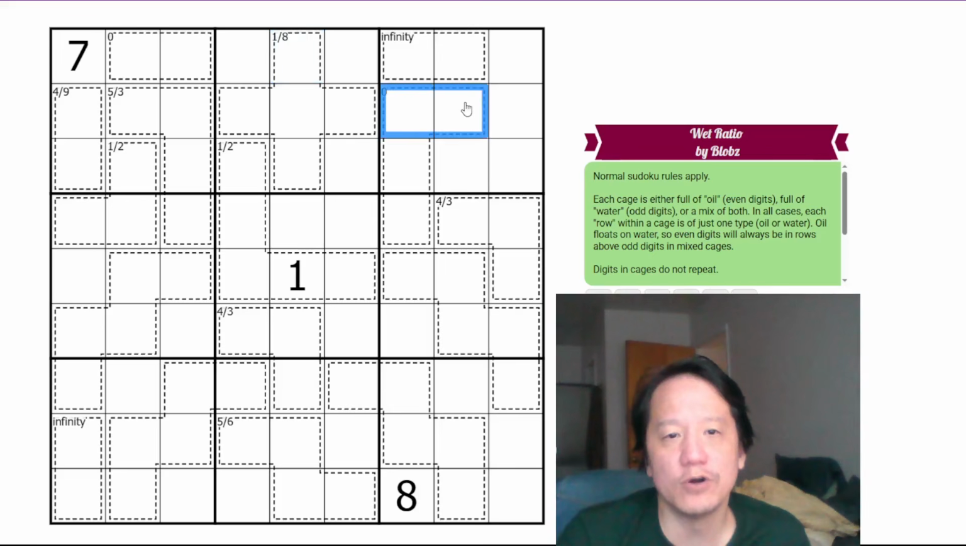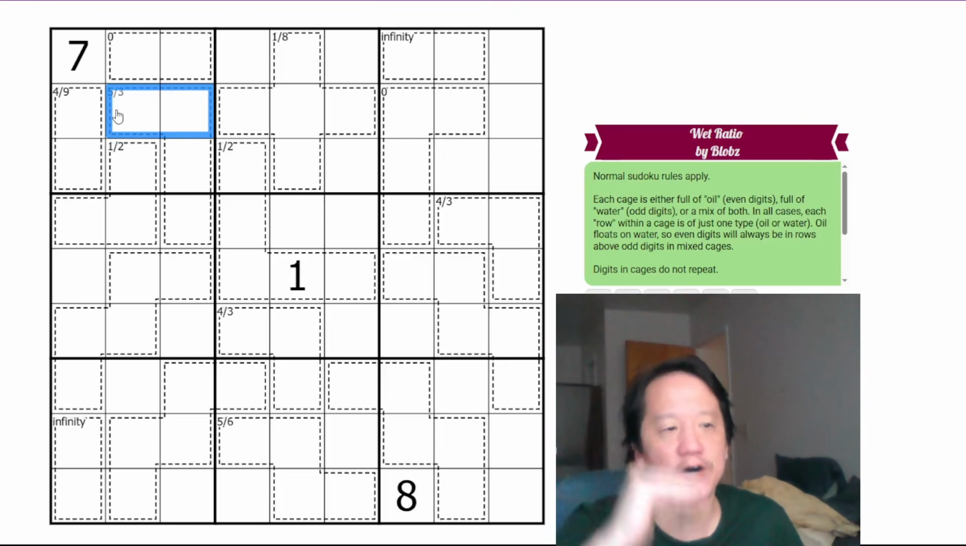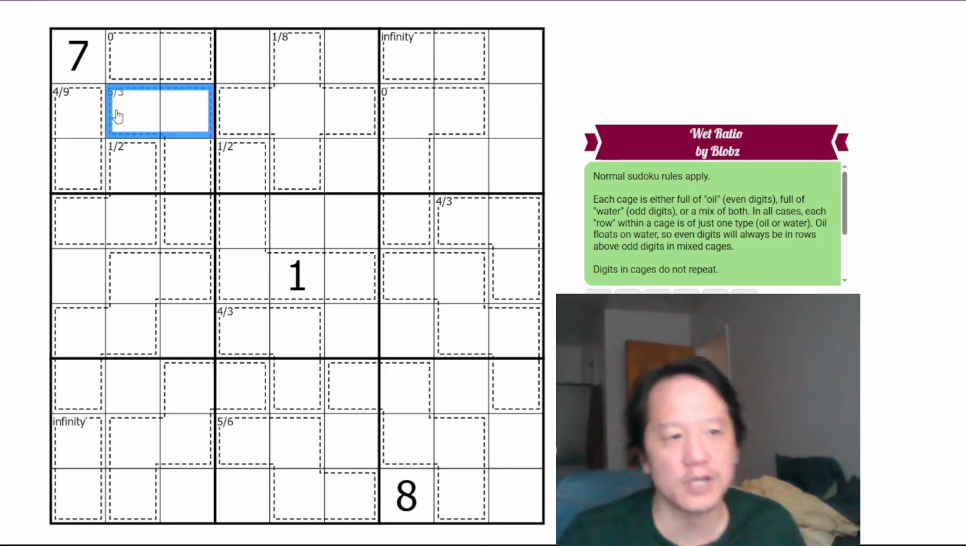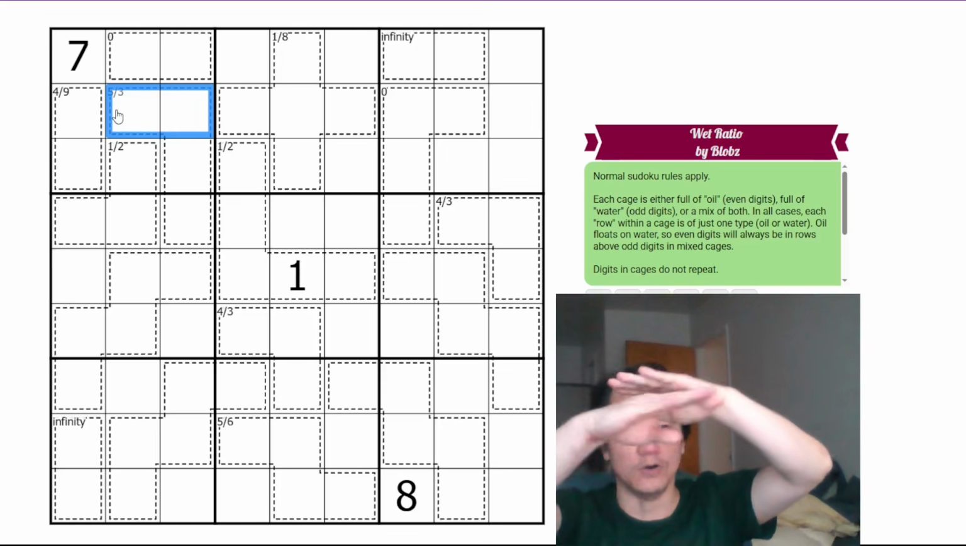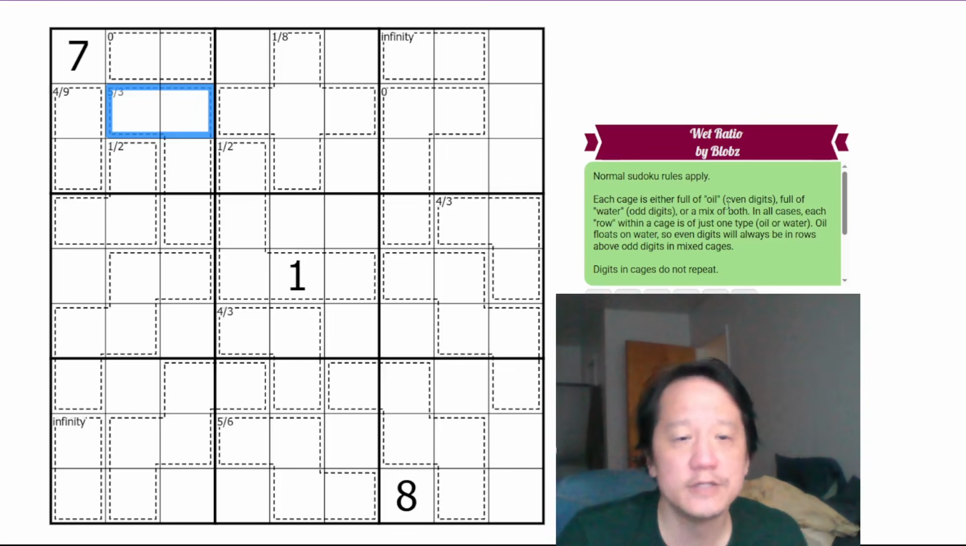So every row in a cage is going to be the same type. It's going to be either all even digits or all odd digits. And in a cage with multiple types, the even digits must be in rows above odd digit rows. So there cannot be an even digit row below an odd digit row in a cage. Digits in cages do not repeat.